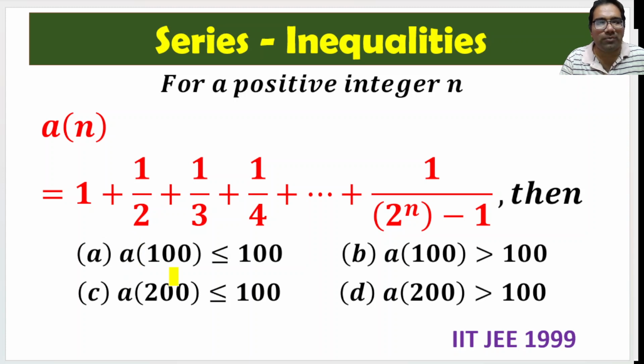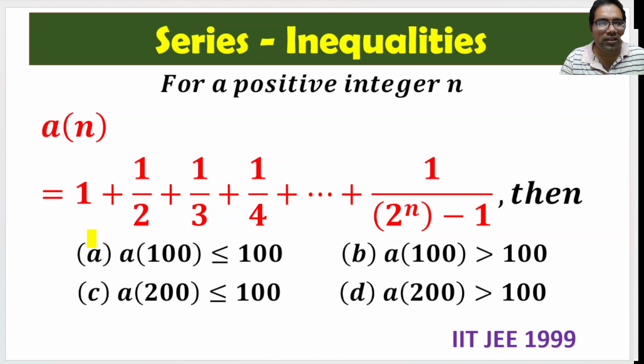A of 100 will have how many terms? 2 power 100 minus 1, and 2 power 100 is a huge number, right? A of 200 is 2 power 200 minus 1, that's a huge number of terms. Here we have to find A of 100. Is it less than 100, greater than 100, or less than or equal to 100? And is A of 200 less than or equal to 100 or greater than 100?